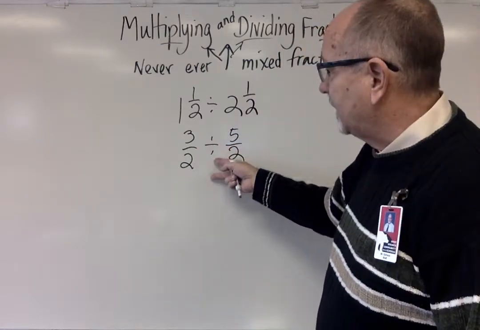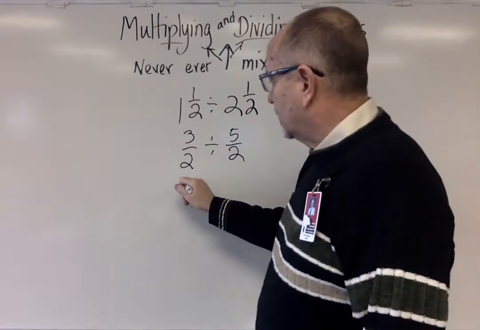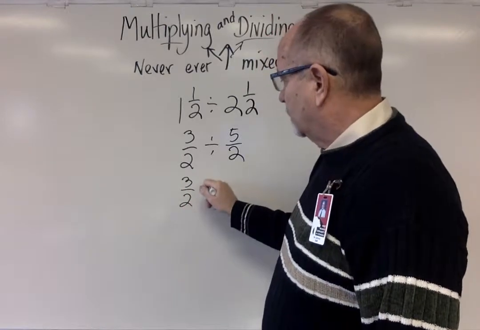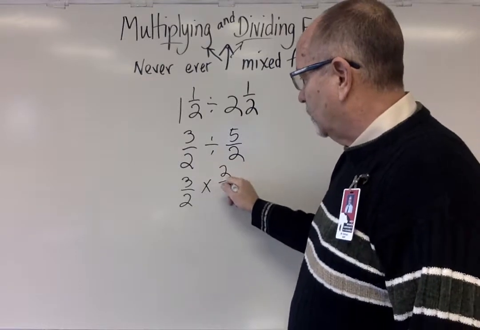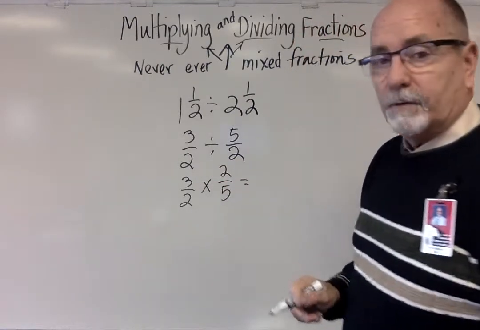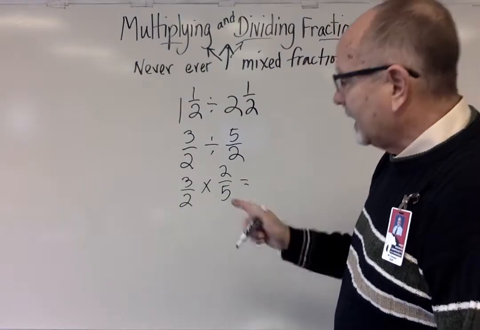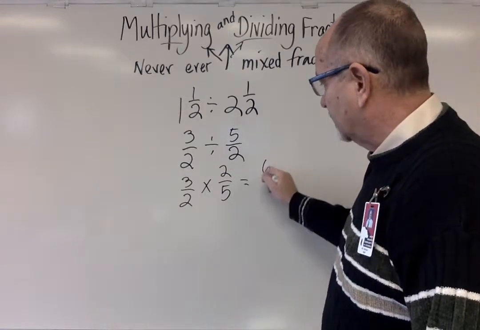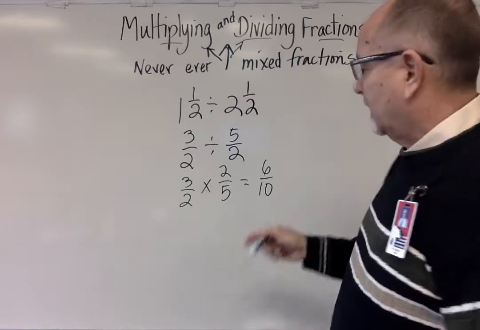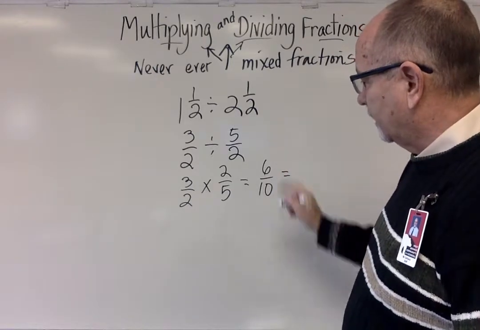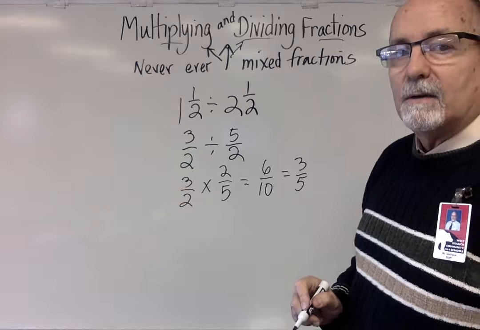So if I just copy that back down as the problem to divide, now I can go through my 3 steps. So copy the first fraction, 3/2, switch the sign to multiplying, and flip or find the reciprocal of 5/2, which is 2/5. Okay, now I'm ready to multiply, because that's what we do when we divide. We've switched it to multiplication. Now I can multiply across and get 6/10. That is not a great answer, because 6/10 can be simplified. I could take a 2 out of both top and bottom and get 3/5.